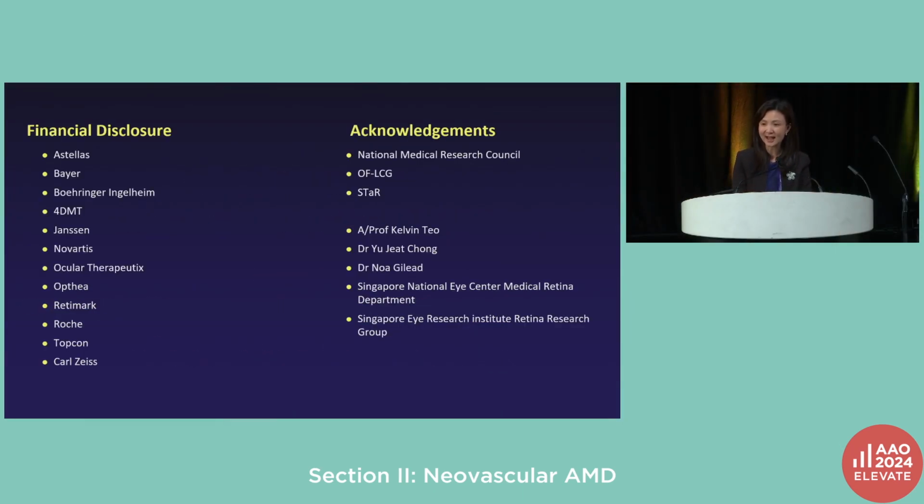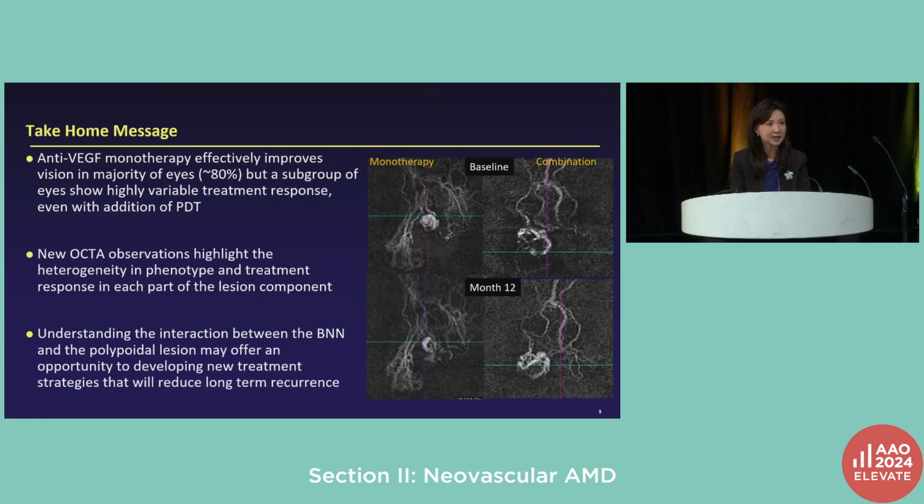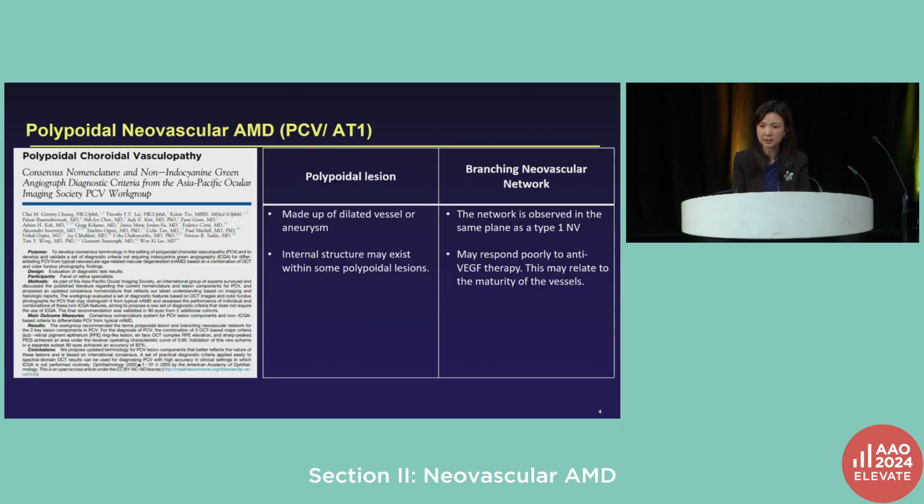These are my disclosures, and I'd like to acknowledge my funders as well as my co-worker, particularly Dr. Kelvin Tew. Here are my take-home messages. Anti-VEGF monotherapy can effectively bring us visual acuity improvement in the majority of eyes with PCV. However, OCTA observations highlight there's a great deal of differences and heterogeneity in both the phenotype and the treatment response in the 2 parts of the lesion, and future studies should address these to improve the treatment outcome.